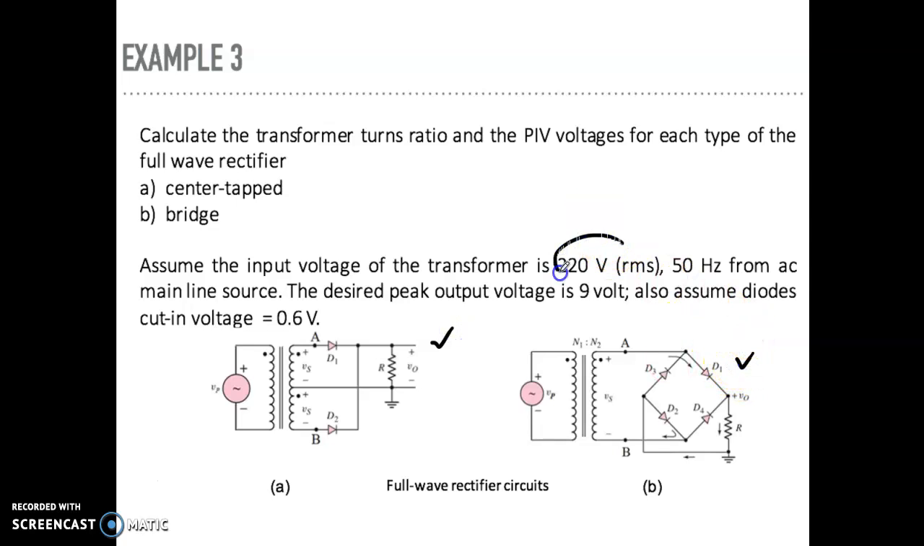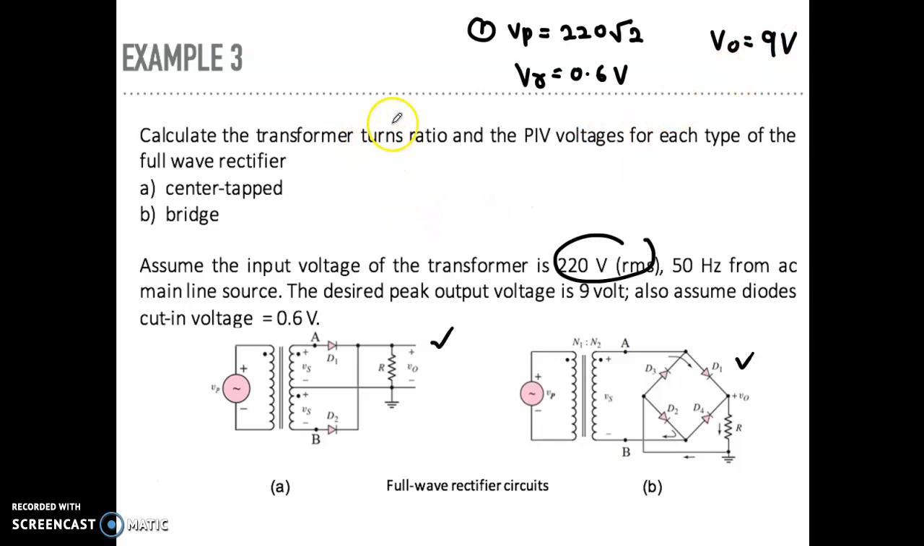So you are given RMS. So step number 1, always change it to V peak, means you are going to have here 220 square root 2. Square root 2. Okay. And you're given V gamma here is equal to 0.6 volt. Your V out is equal to 9 volt. So what you need to do here, you need to find the N1, N2, and your PIV for both circuits. So we'll see how to calculate this.